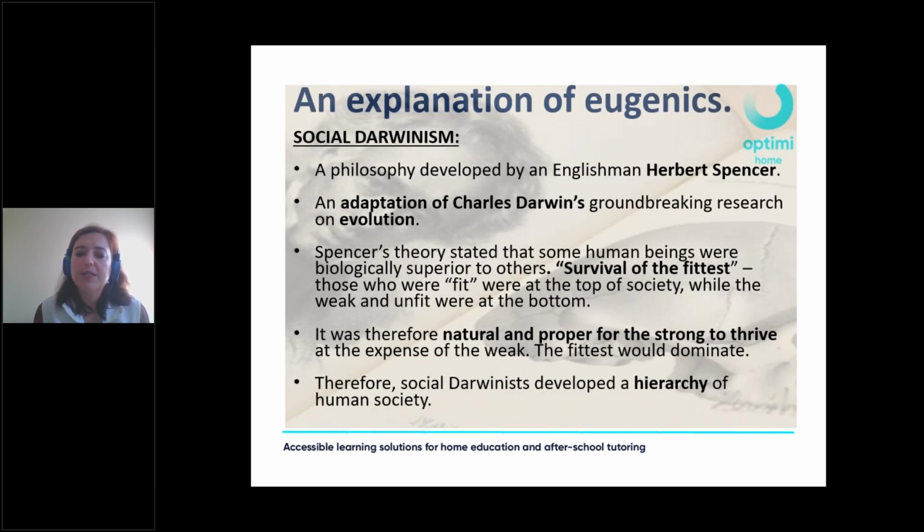Therefore, social Darwinists developed a hierarchy of human society. Weereens het sosiale Darwiniste wat hierdie teorie gevolg het, 'n hiërargie van menslike gemeenskappe gevolg. Again, some people are more important than other people, mostly based on physical appearances.